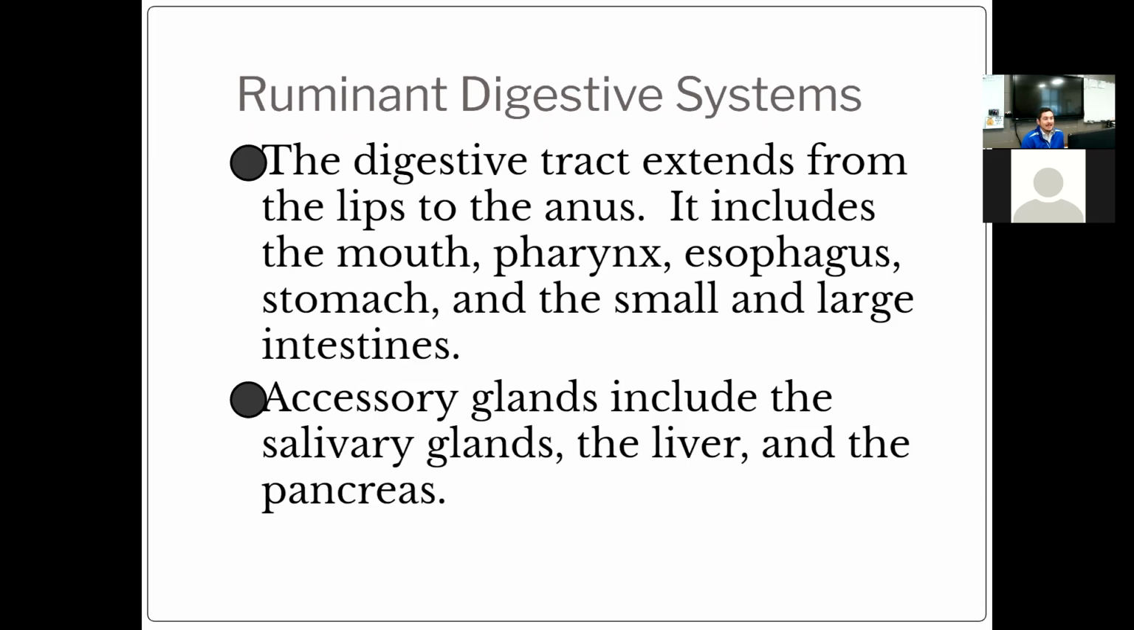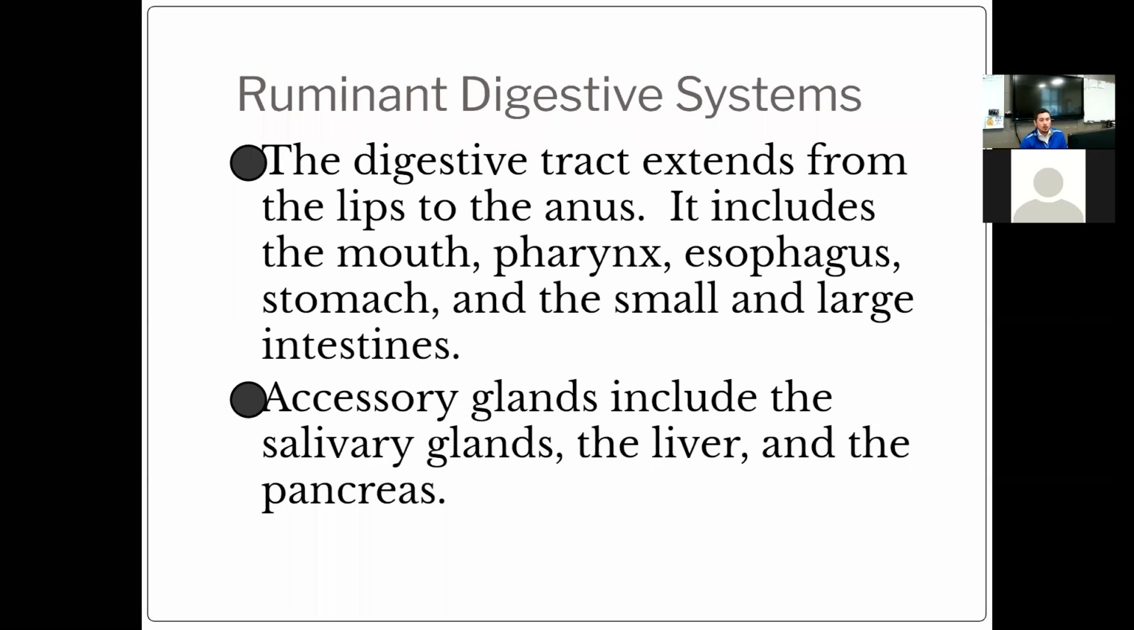Our digestive tract extends from the lips to the anus. It includes the mouth, pharynx, esophagus, stomach, and the small and large intestines. And obviously, in polygastric animals like ruminants, the stomach is a little more complex than that. There are a few different chambers that we're going to talk about today. And the accessory glands include the salivary glands, the liver, and the pancreas.